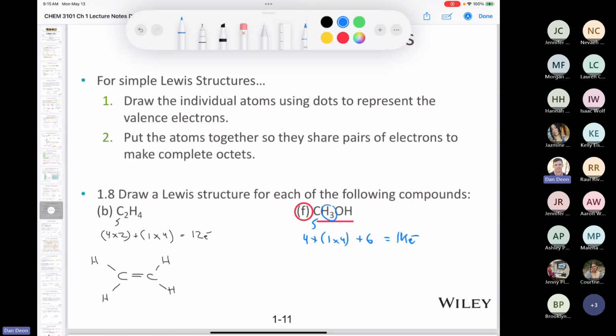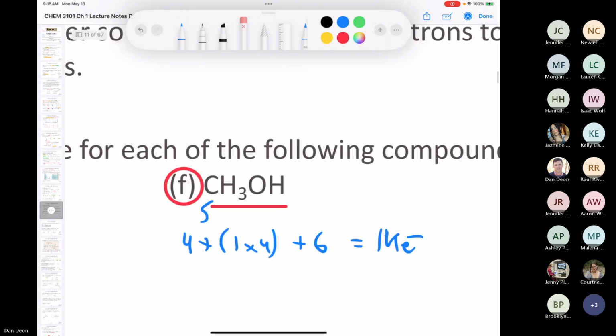Now you notice that the way they've written this structure is kind of interesting, isn't it? They wrote CH3OH. They could have written CH4O. That would actually be the molecular formula of the compound. Does anybody know why they wrote it like this? CH3OH. And it's not a trick question. Does anybody know why they wrote it in that order? Why they put one of the hydrogens out on the end?